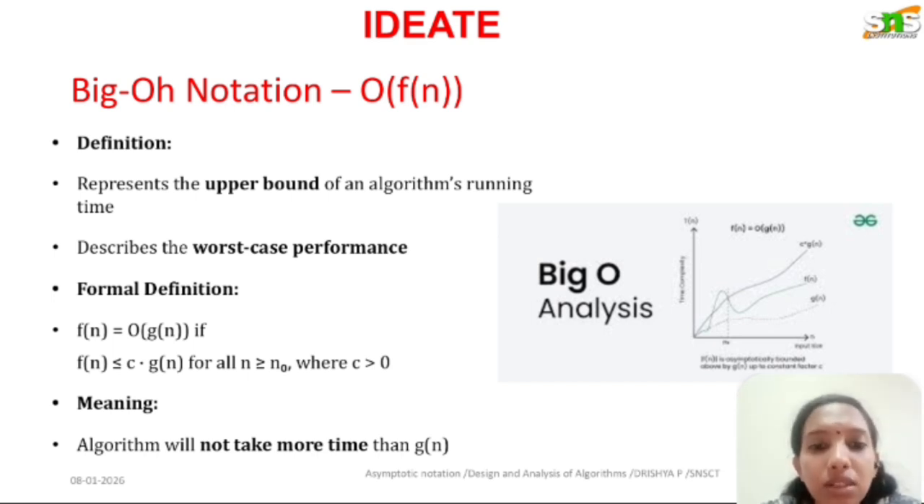The definition: it represents the upper bound of an algorithm's running time, and describes the worst case performance. The formal definition is, the function f of n is equal to O of g of n if f of n is less than or equal to c of g of n for all n greater than or equal to n0, where c is a constant, c greater than 0, which means the algorithm will not take more time than g of n. So this is the upper bound g of n and the lower bound f of n, the middle is c of g of n. This is the analysis of big O notation.